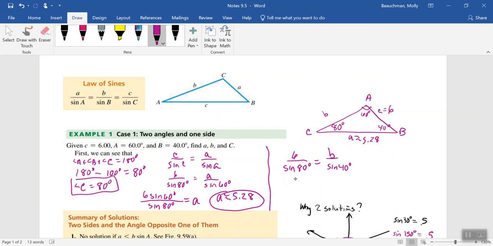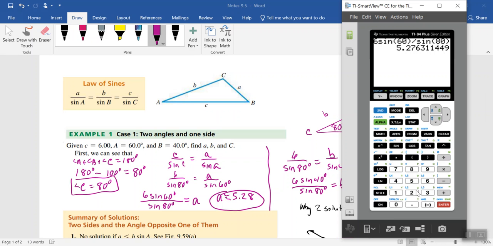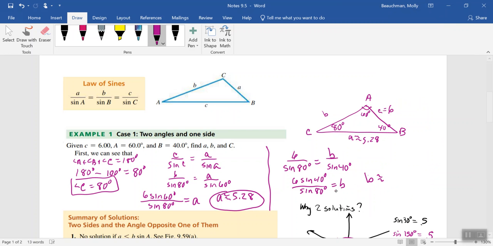Multiply both sides by the sine 40. I get 6 times the sine 40 divided by the sine 80 is equal to b. Type it in the calculator. So I get 6 times sine 40 degrees divided by the sine 80. And we end up with about 3.92. So it's a pretty straightforward problem if you're given two angles and one side.